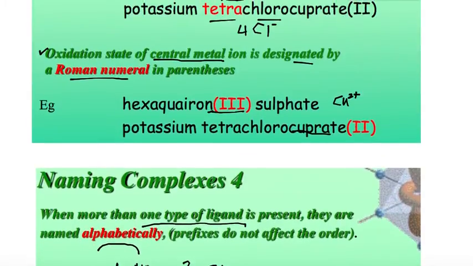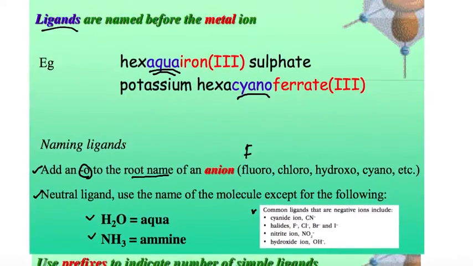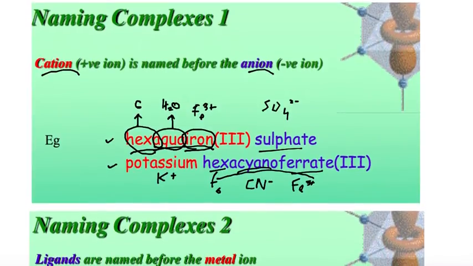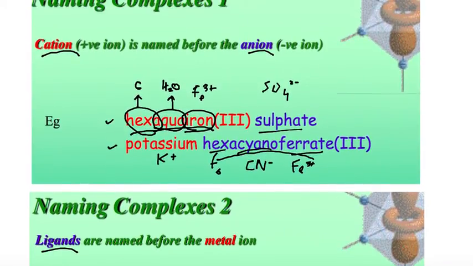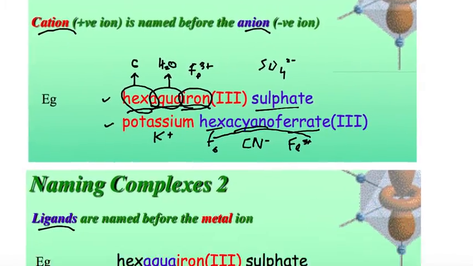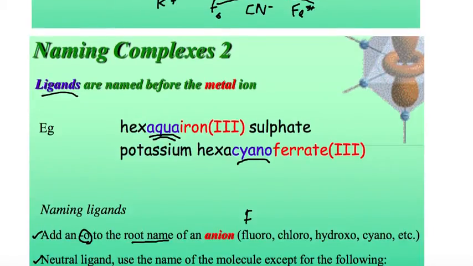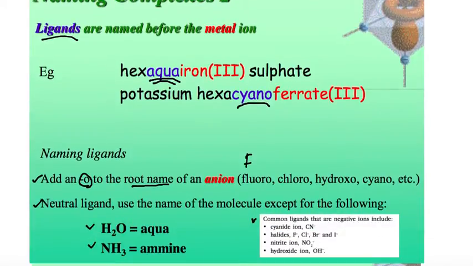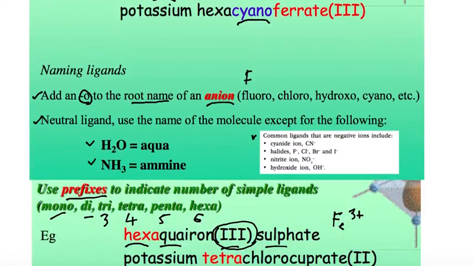There's just one other thing that I would like to mention. So maybe I could do a quick recap. So the cation is named before the anion, fixed. Identify the ligand. Make sure you choose the right name for the ligand. If the ligand is water, aqua. If it's ammonia, it's ammine. And if it's anything else that's negatively charged, we add the O at the back of the root name: fluoro, chloro, hydroxo, cyano, and so on.